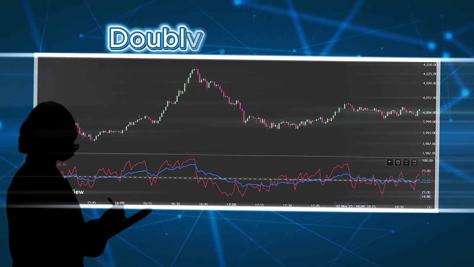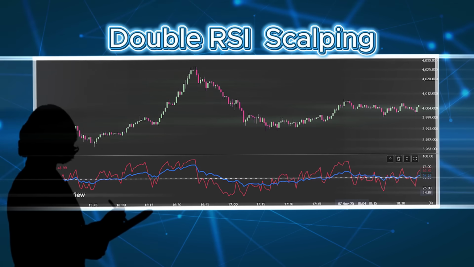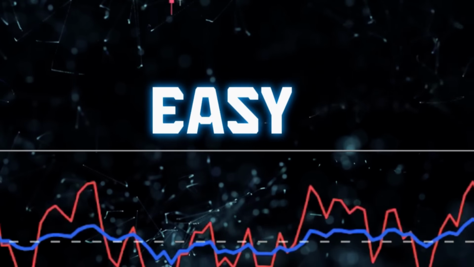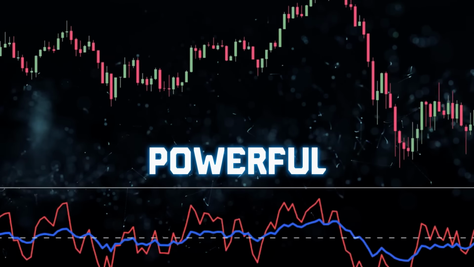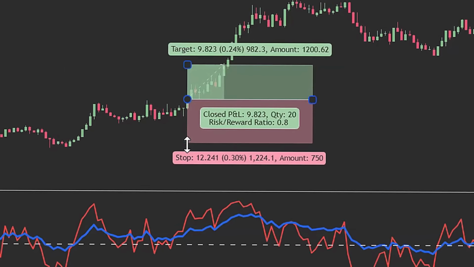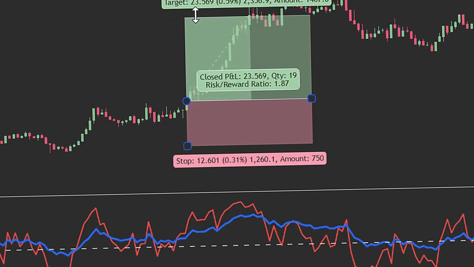Today I'm going to show you a double RSI scalping strategy that works like a magic tool for scalping. This method is very simple, easy, but yet powerful. So stay with me because by the end of this video, you'll know exactly how to enter, where to place your stop loss, and how to take profit like a professional.